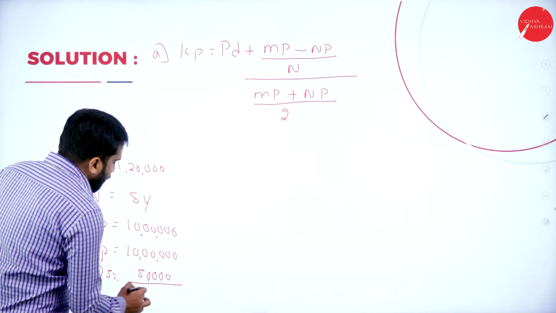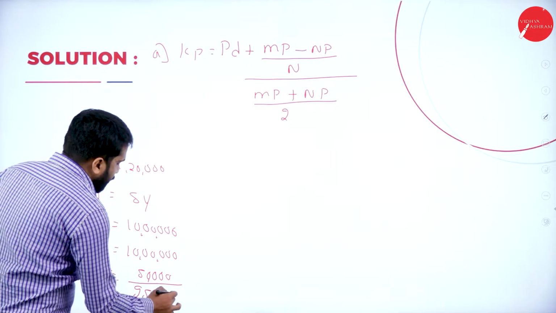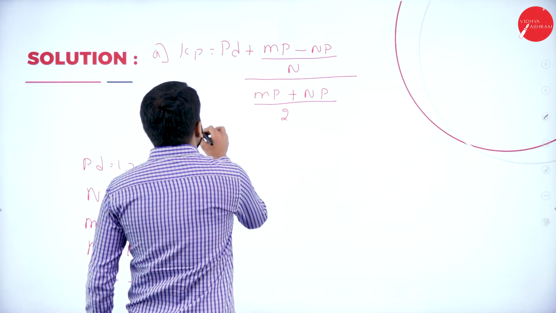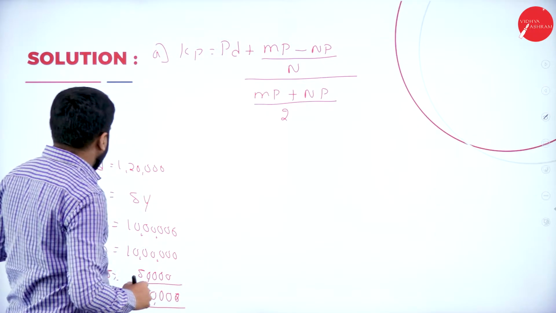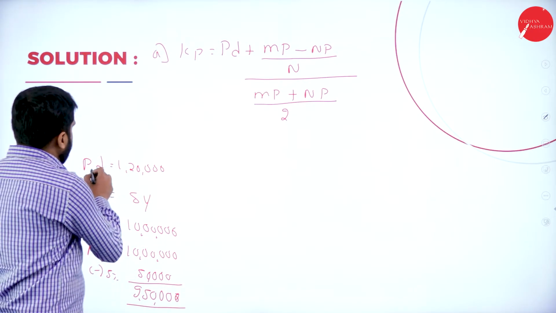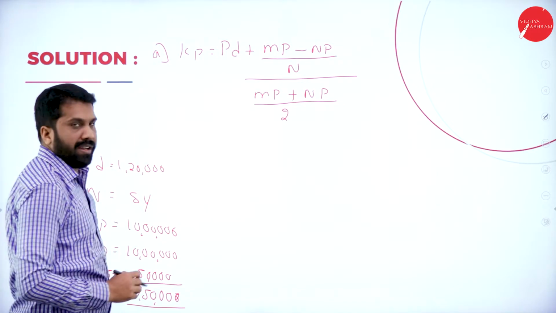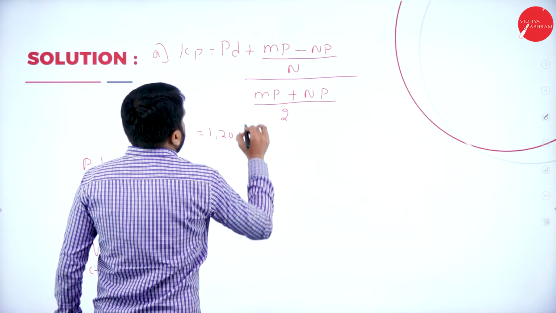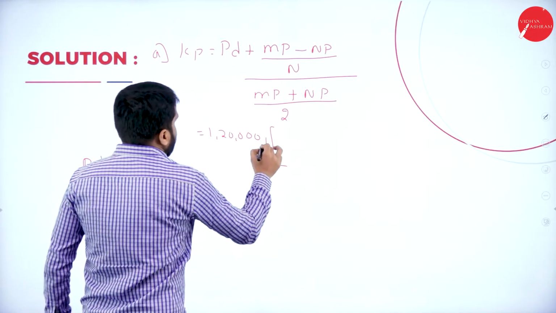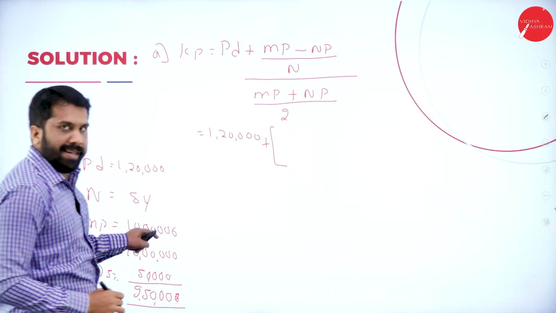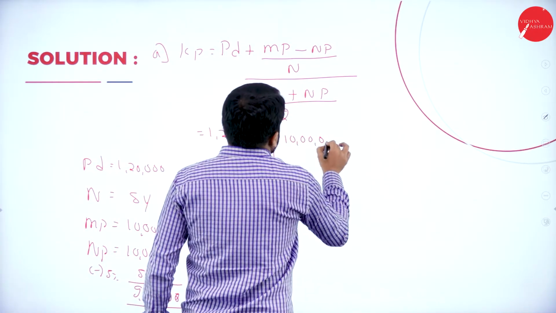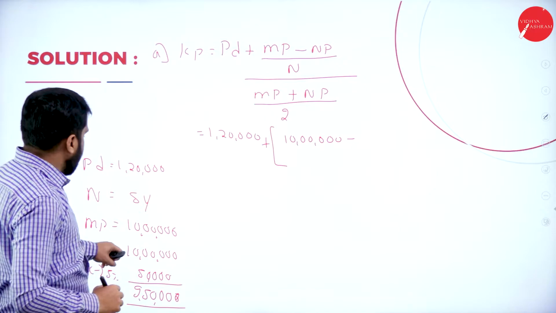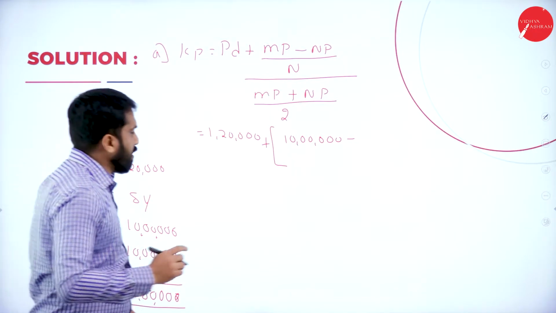The answer is 9,50,000. So, your answer is 9,50,000. Now, KP is what? KP means your dividend. Your dividend is your preference dividend, 1,20,000. Preference dividend 1,20,000. MP plus NP is how much? 10 lakh. Minus, what is your NP? NP, again, in this problem, is 9,50,000.